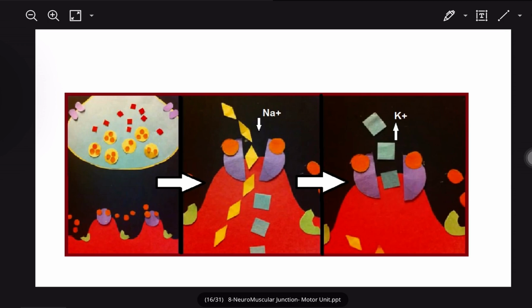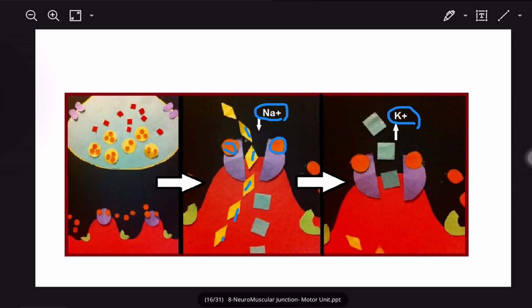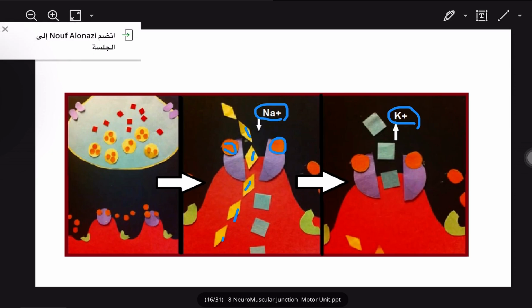Again, if we look at it, this is what happened. The acetylcholine comes here and it will go inside. What goes inside? The Na, sodium. Okay. What goes outside is potassium. The acetylcholine will just open the gate. Sodium will influx, while the output would be potassium.